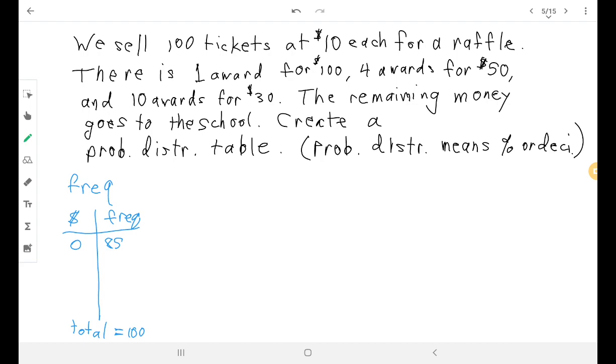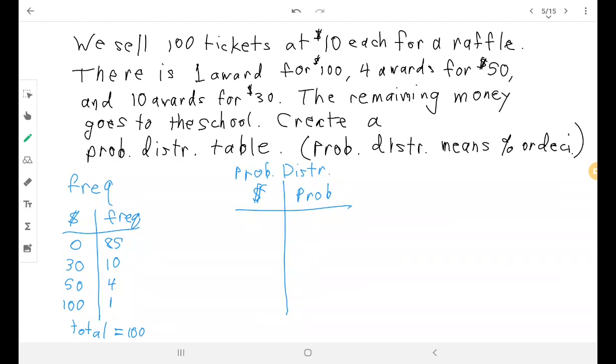What about for $30? $30 is for 10 tickets, right? What about for $50? That's 4 tickets, and $100 is only 1 ticket. So if we just divide those by 100, that's really nice because that gives us really nice percentages and really nice decimals, right? So let's have our probability distribution, and we'll still have the money, and now we'll have the probability.